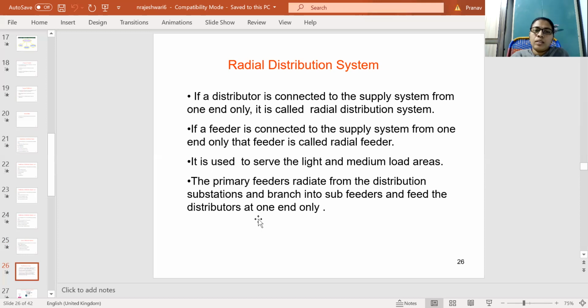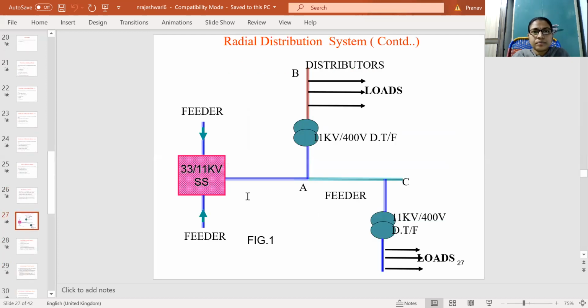The primary feeders radiate from the distribution substations and branch into sub feeders and feed the distributors at only one end. This is shown in this figure. This is the radial distribution system. In the radial distribution system, a feeder connected at only one end is a radial feeder, and a distributor connected at only one end is called a radial distributor.